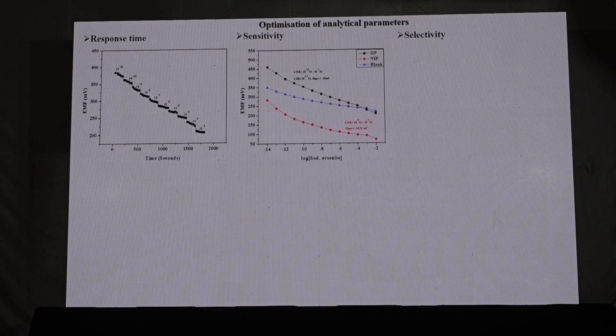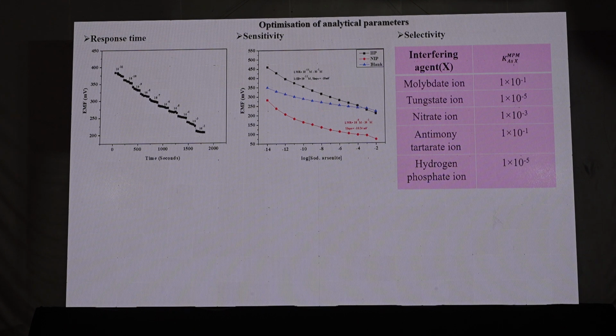millivolts. Then we did the selectivity studies using the matched potential method, and these are the interfering agents we selected, and the results are tabulated, and this shows the selectivity factor is considerably smaller than unity, and this confirms the developed sensor is selective for arsenic over the selected interfering agents.